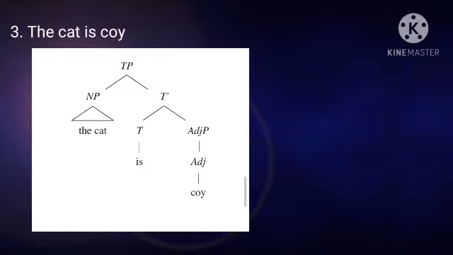And the third sentence contains the main verb be followed by an adjective. The structure of main verb be sentences is best illustrated using T notation. The main verb be acts like the modals and the auxiliaries be and have. For example, it is moved to the beginning of the sentence in a question, like is the cat coy. For this reason, we assume that the main verb be occurs under T and takes an XP complement.